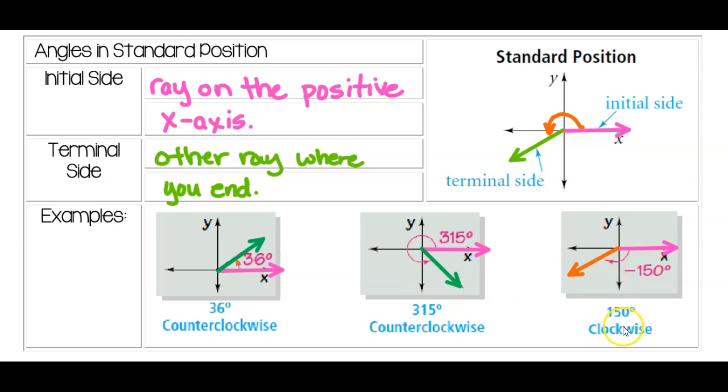And then if they talk about going clockwise, 150 degrees clockwise is actually going, this would be 0 degrees, this would be negative 90 degrees, and this would be the negative 150 right here.